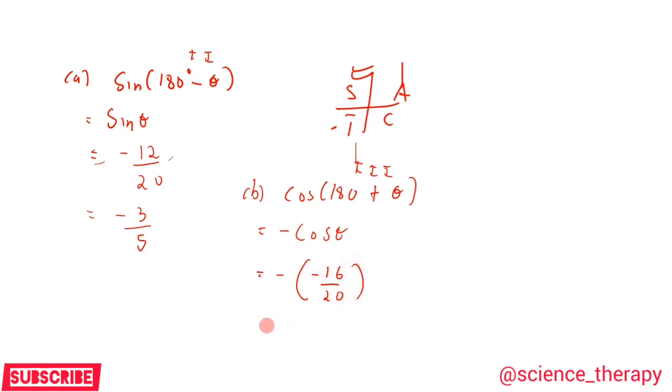Now, is there any number that can go into 16 and 20 and leave no remainder? Let's simplify. So we have 4. 4 goes how many times in here? It goes 4 times. And then 4 goes how many times in here? It goes 5 times. But remember, we have this negative and negative, making this a positive. So we have 4 over 5. And that becomes our solution.